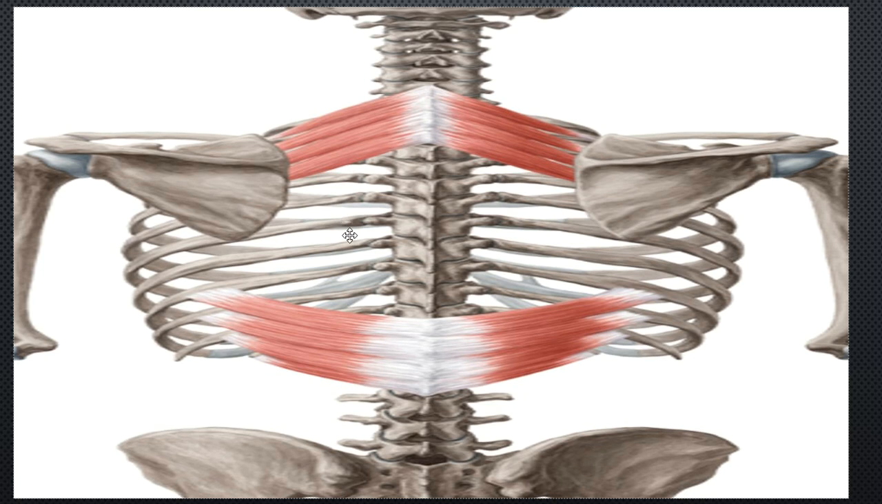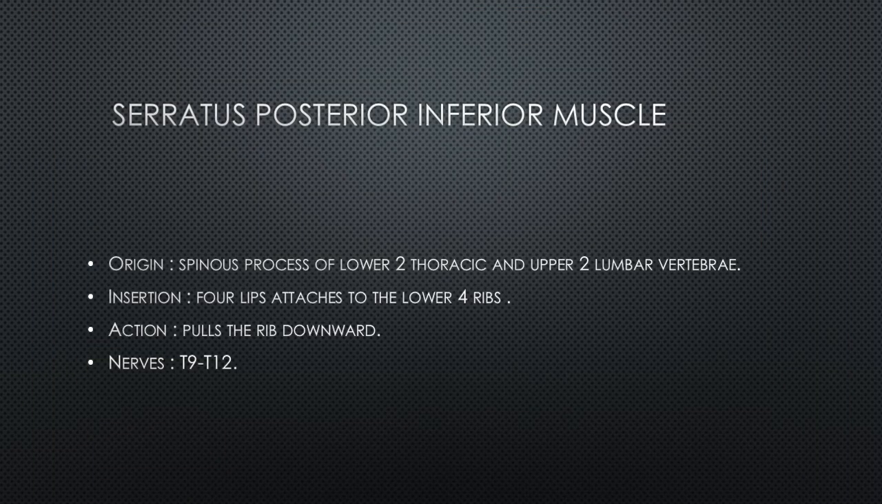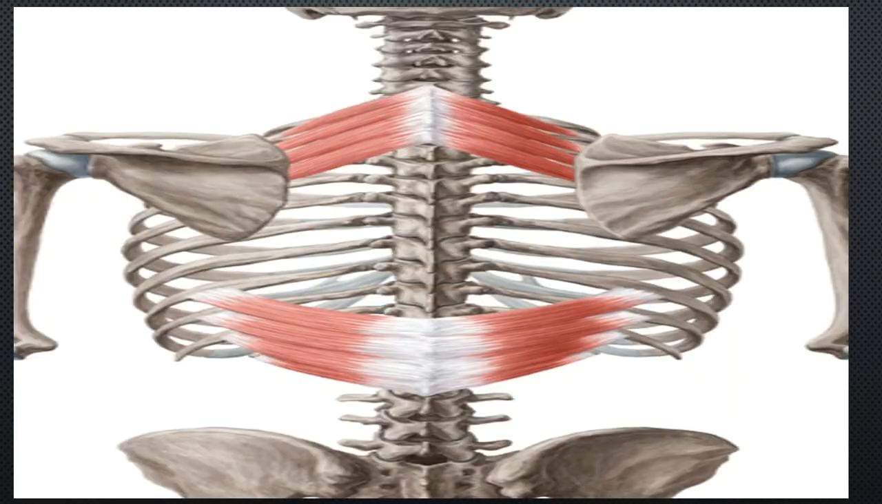Then the serratus posterior inferior muscle. The origin is the spinous process of the lower two thoracic and upper two lumbar vertebrae. The insertion is four slips attached to the lower four ribs.